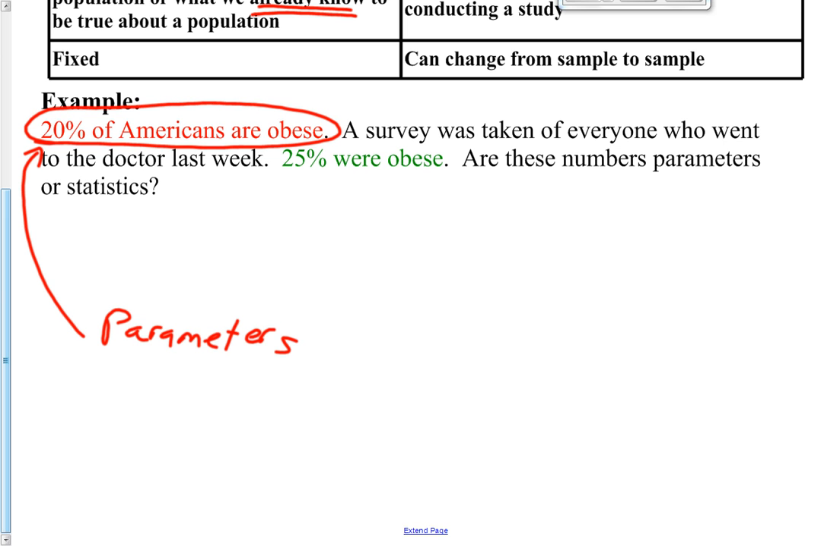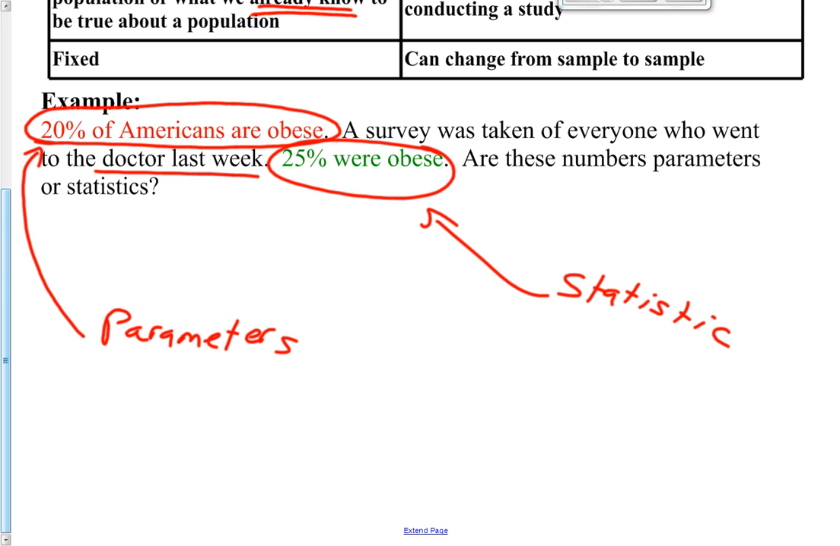When we do a study or gather just a sample, just a subgroup of that population, and run data on that, those are statistics. So this 25% wasn't the whole population. That was just a few people that went to the doctor last week. So in this sample, we would call this our statistic. A statistic is always from the sample. A population has a parameter. So the PP: population with the parameter, and SS: the statistic goes with the sample.